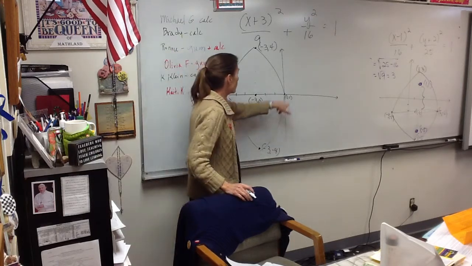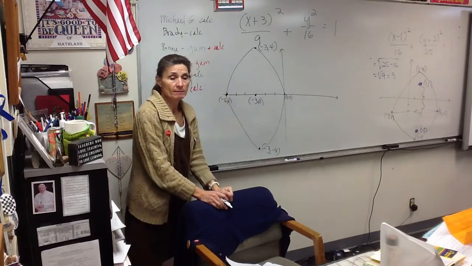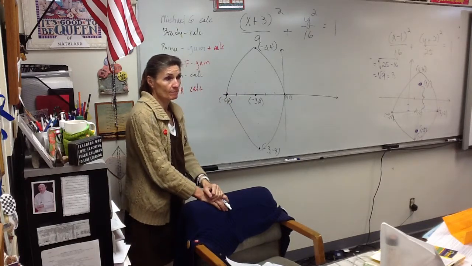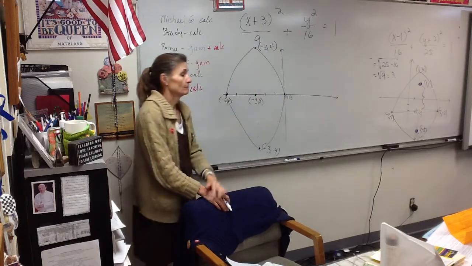Those 4 points go in the blank called vertices. There's 4 of them that go in the blank called vertices. So here's your center. Here are your vertices.